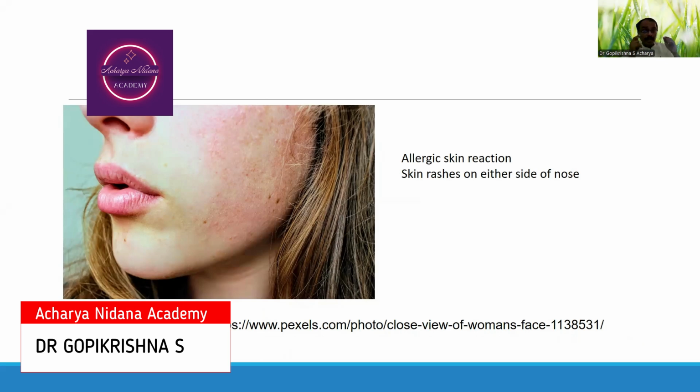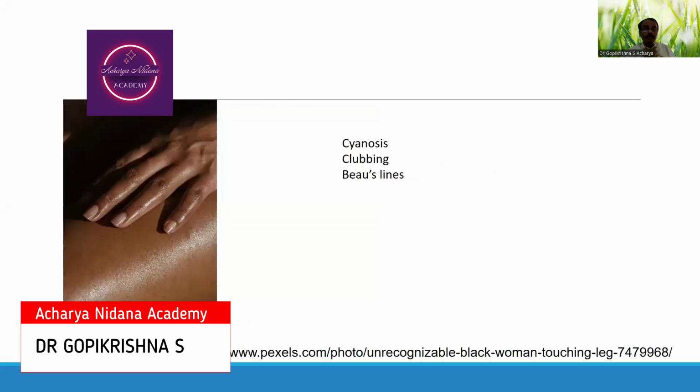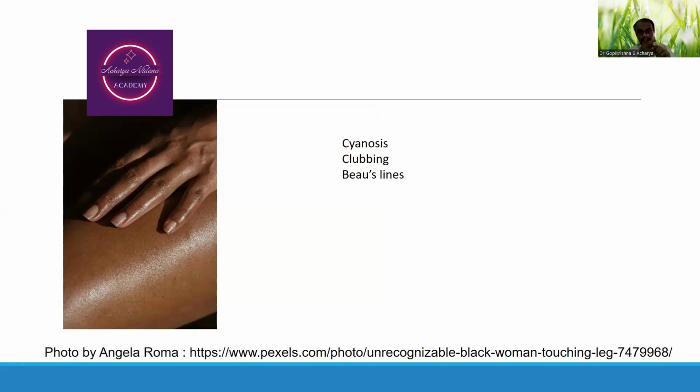Or if the lady is having pain and rashes on either side of the nose, the probable diagnosis may be moving towards systemic lupus erythematosus, which in short form is said to be SLE. When you are going to do the examination of the nails, suppose in this particular example, the lady has applied oil. So that means, by seeing that, we can see the oiliness of the skin.